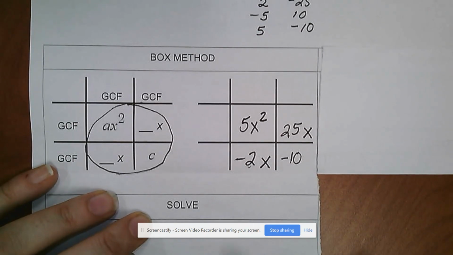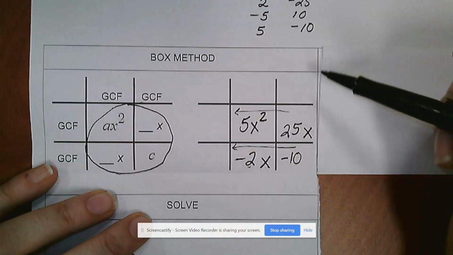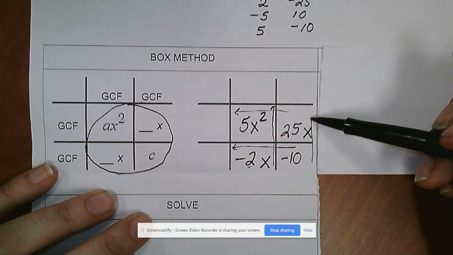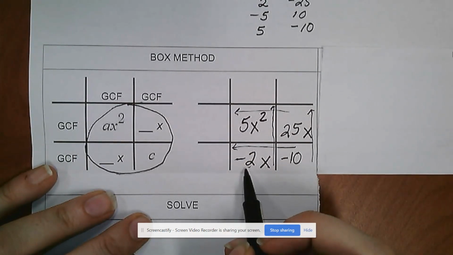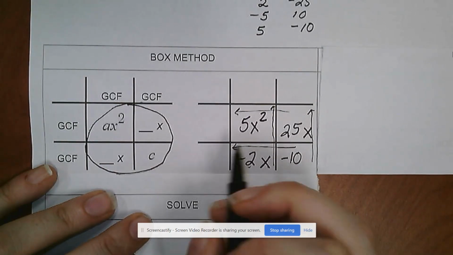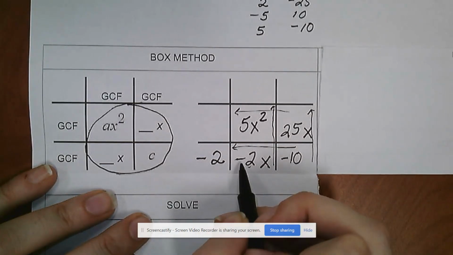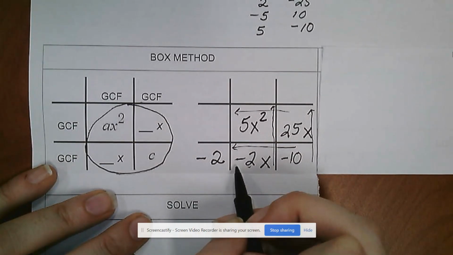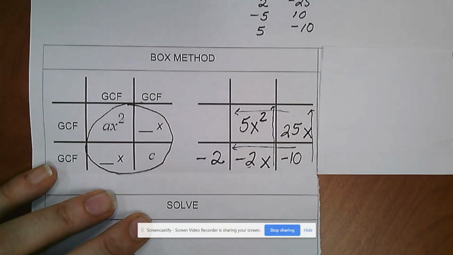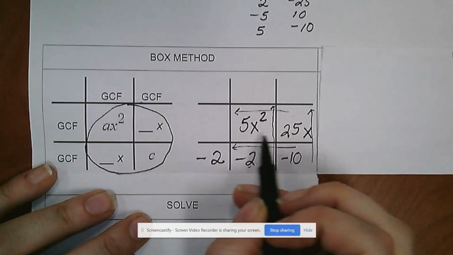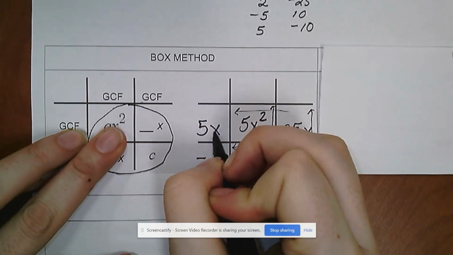So this is the part where we're going to pull out the greatest common factor of each row and the greatest common factor of each column. So I like to start here and go clockwise. So I look at negative 2x and negative 10, and the biggest thing they have in common is negative 2. And I like to have a general rule. If there's a negative next to it here, pull it out. Or if you have a negative here, pull that out. Okay, then I'm looking at these two. And the biggest thing they have in common is a 5 and an x.